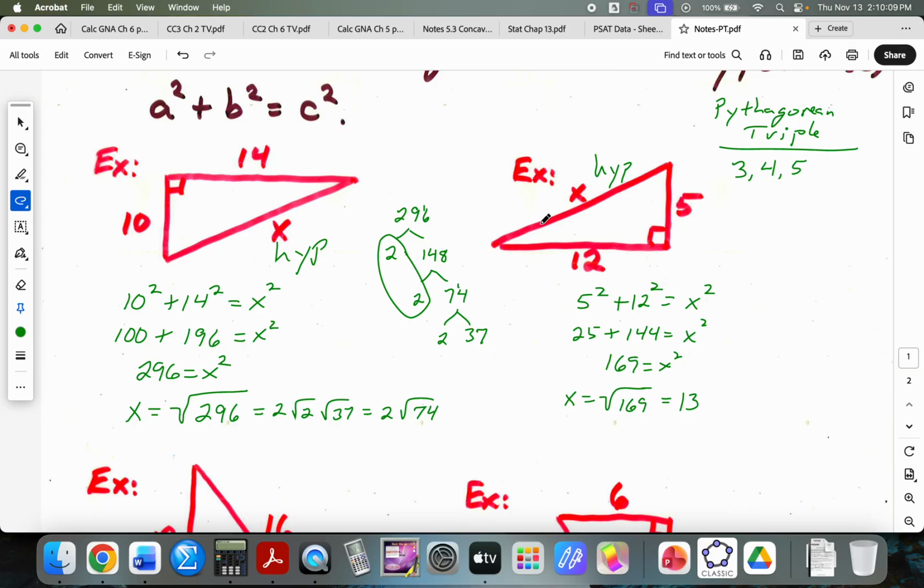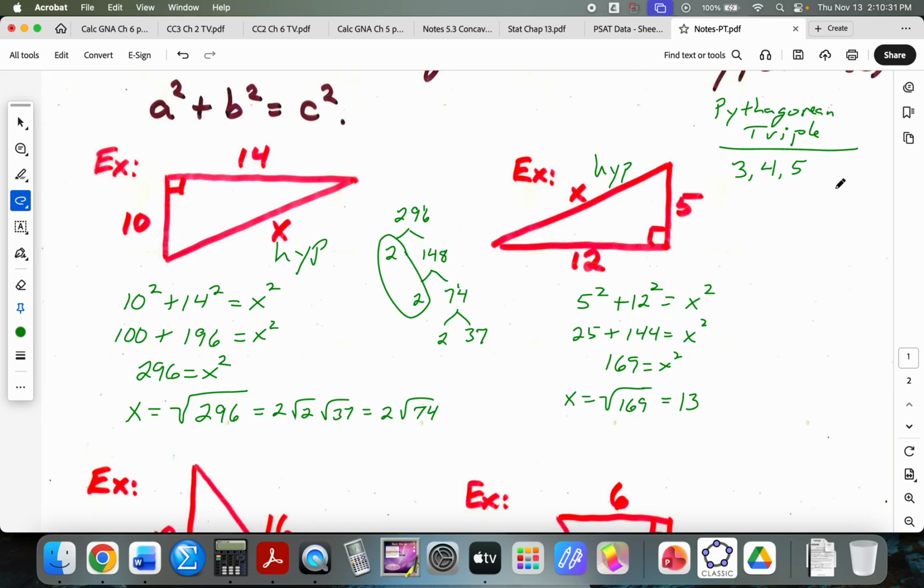So if you get a problem like this, hypotenuse is x, and the legs are 3 and 4, you don't have to write any of this out. You can just write down the answer is 5 and go on. Be sure that it's the legs that are 3 and 4. If one leg is 3 and the hypotenuse is 4, the other leg's not going to be 5. It doesn't work that way.